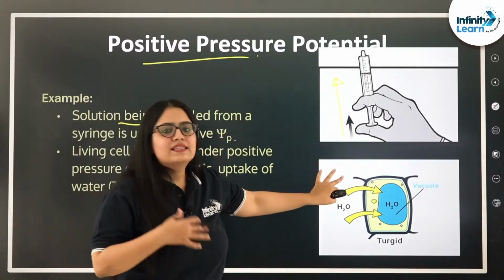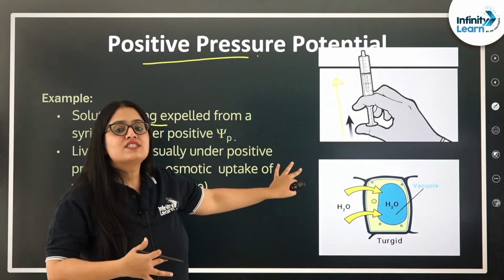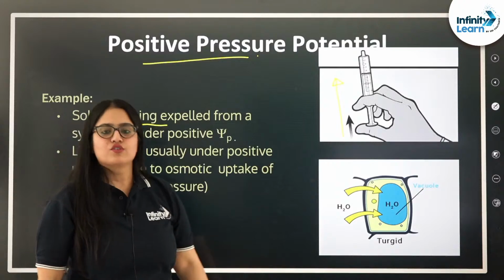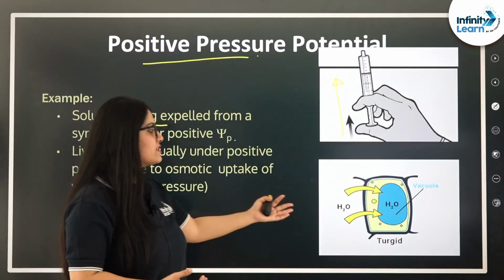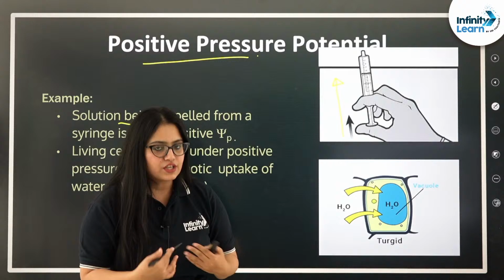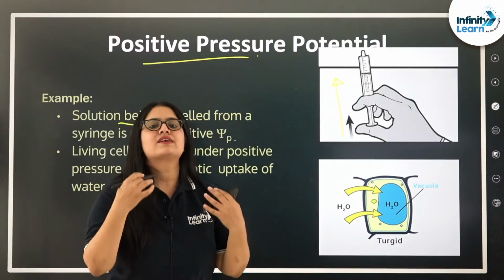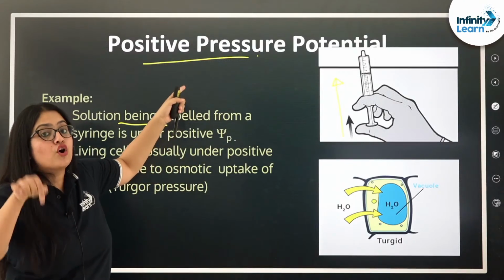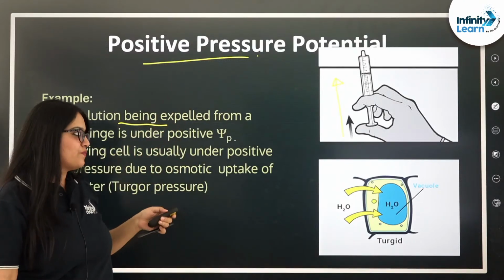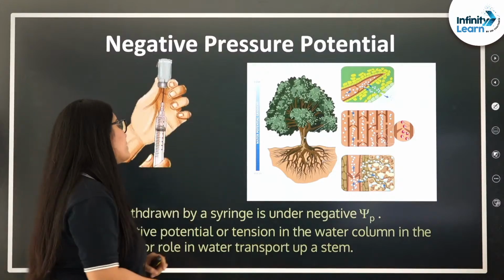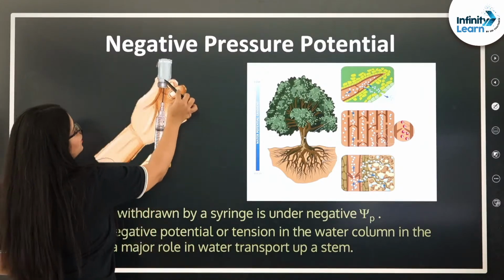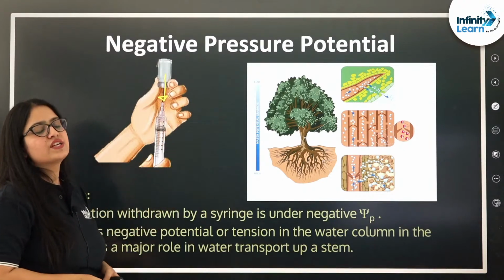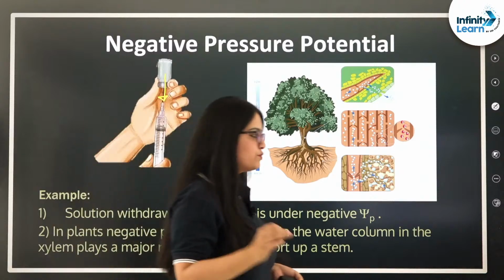Similarly, normally the living cells are under positive pressure potential because of absorbing water osmotically, right? So what do these living cells do? They absorb water, they do osmosis, and as a result there is creation of positive pressure potential, also known as turgor pressure. Next example, of negative pressure potential: whenever a solution is drawn in a syringe, at that time that solution is under negative pressure potential.